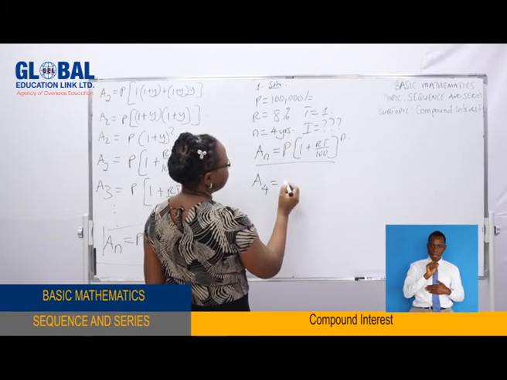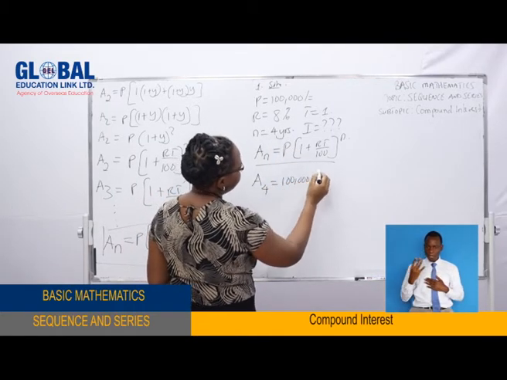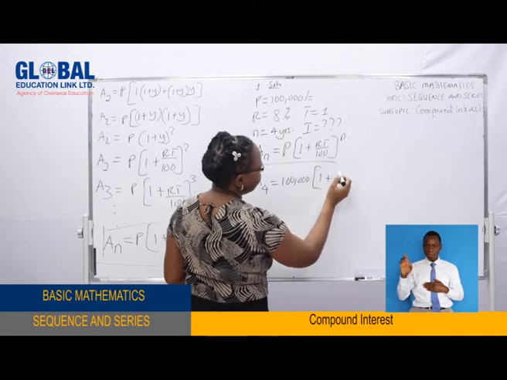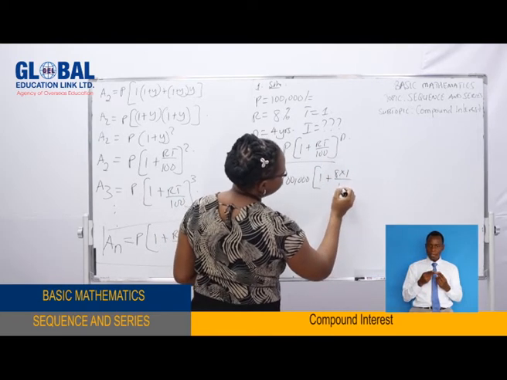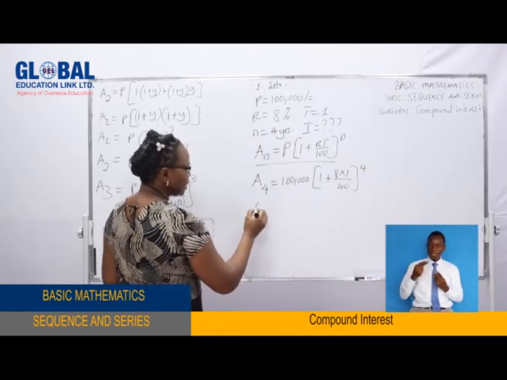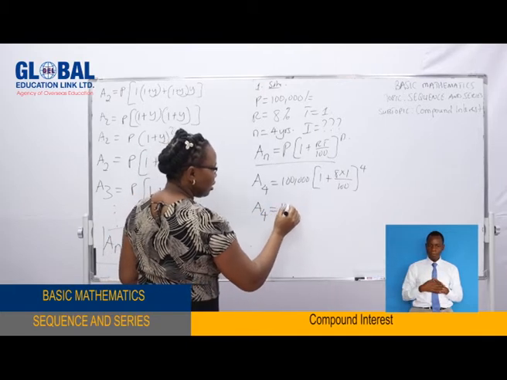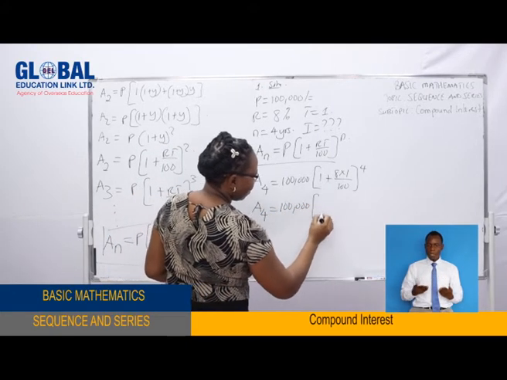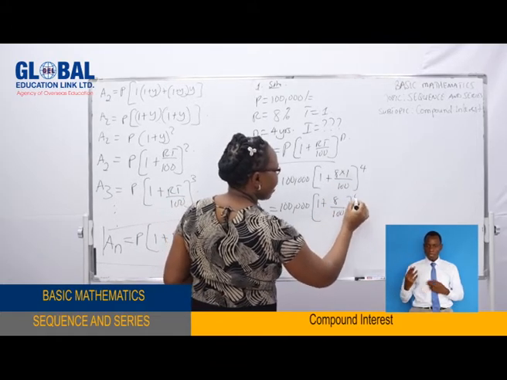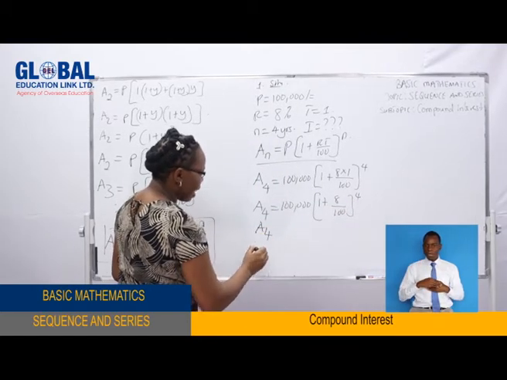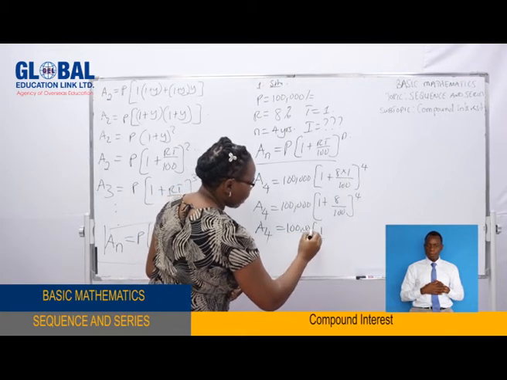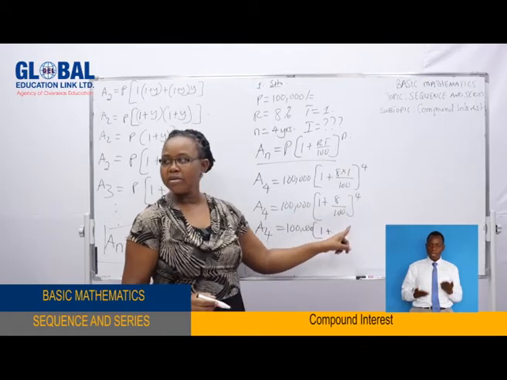A equals the principal, which is 100,000, in brackets 1 plus R. R is 8, times 1, which is T, over 100, power n. Our n is 4. So this amount after 4 years will be 100,000 (1 plus 8 times 1 is 8 over 100) power 4. The amount at the 4th year equals 100,000 (1 plus 8 divided by 100).